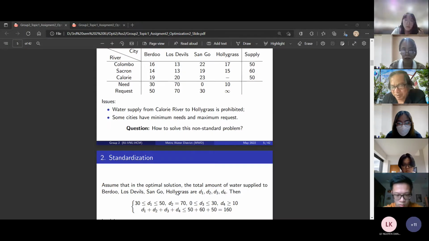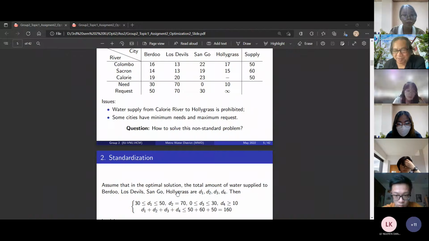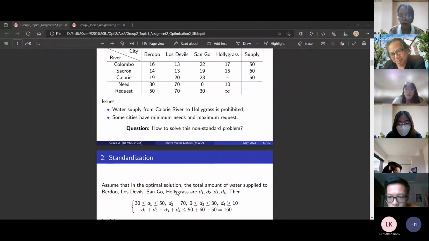The request is the maximum. The need is the minimum, at least that number, it cannot be less than. So if we supply less than the request, that is okay. Yes, less than the request is okay. It just needs to be more than the need.